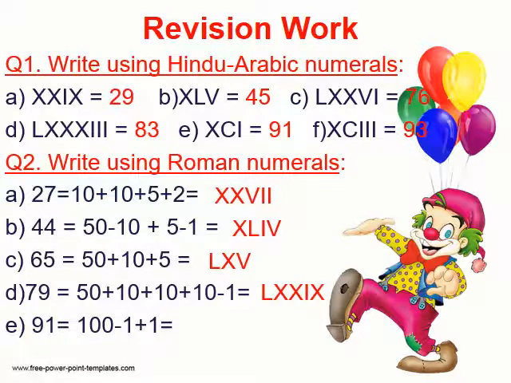Now let's come to the E part. Here we have the Hindu-Arabic numeral 91, and 91 means 100 minus 1, which is equal to 90, plus 1, which is equal to 91. So how are we going to write 91 in Roman numeral? Let us see. It is equal to XCI, where the value of X is 10, the value of C is 100, and the value of I is 1. So 100 minus 10 is equal to 90, plus 1 is equal to 91.